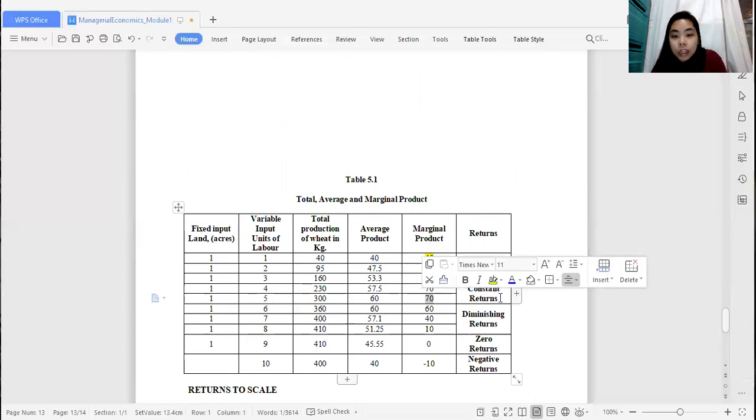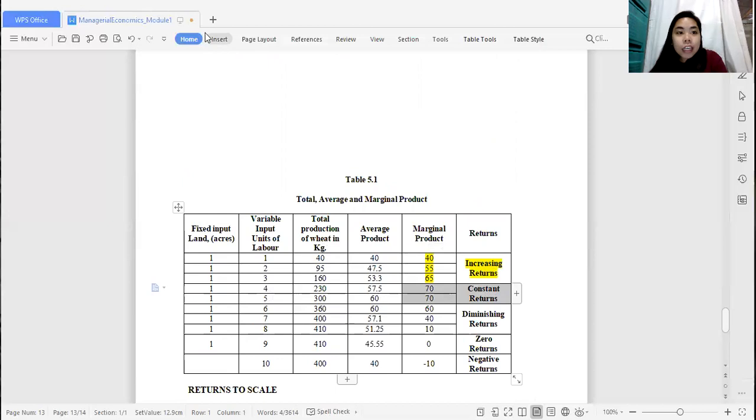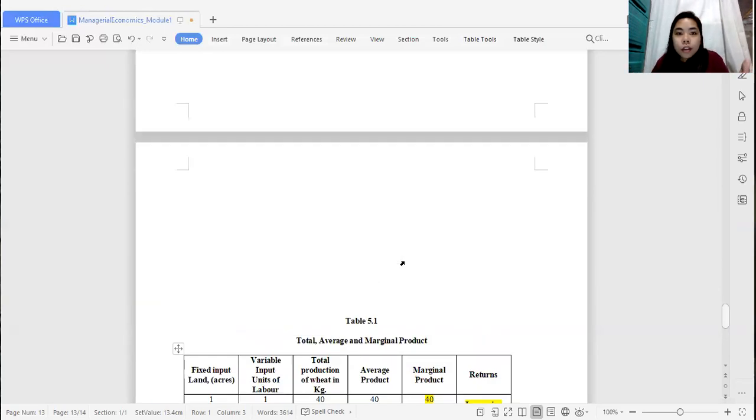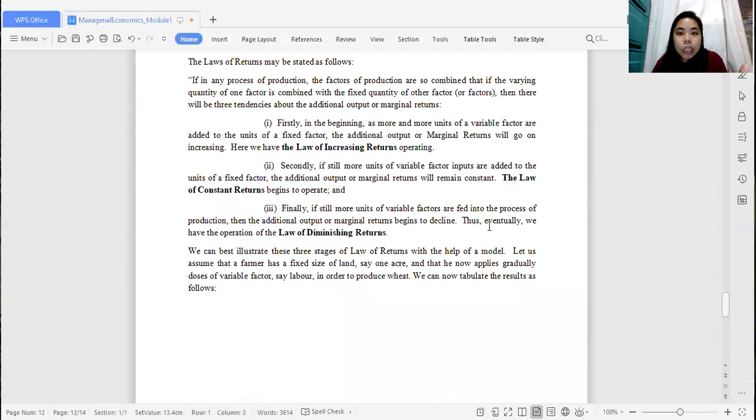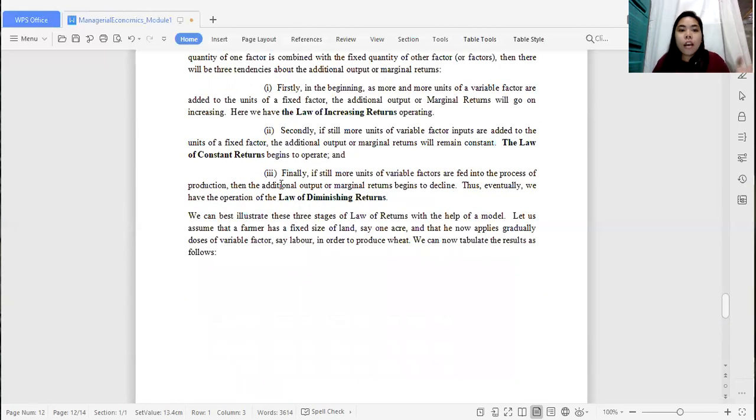So diri na ma-apply si constant returns. So sige ang adugang sa iya units of labor. So nakalabot na siya nga nagparihos na ang iya nga marginal product. So same na lang ang units of increase sa iya nga marginal product. No? So amo to si the law of constant returns.